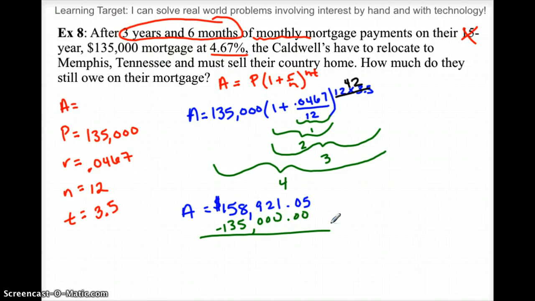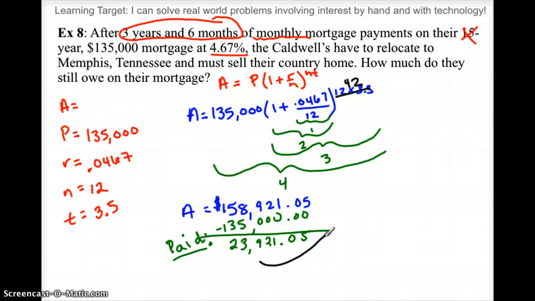158,921.05 minus 23,921.05. Now I'm going to label this. This is what's paid. Is that what I'm asked for? How much do they still owe? I've got to take the principal number.